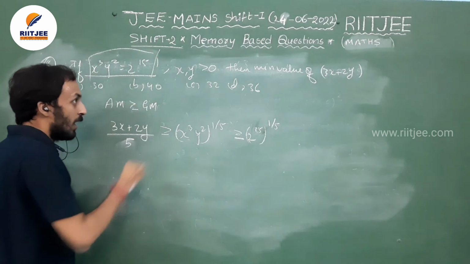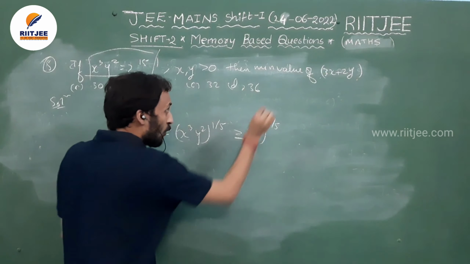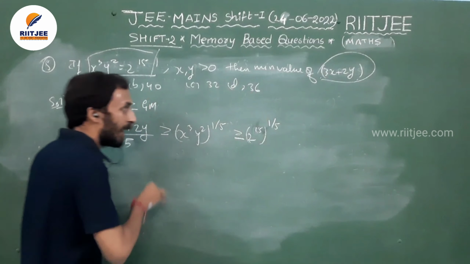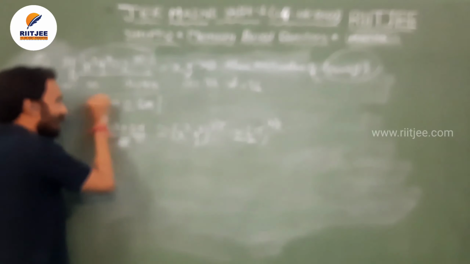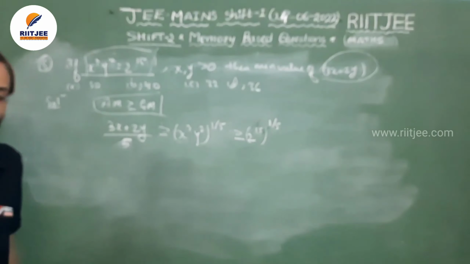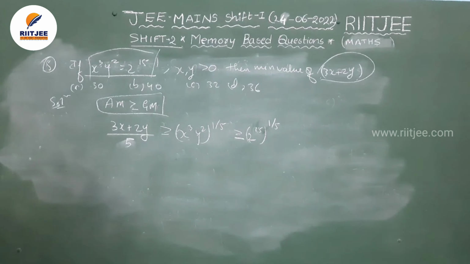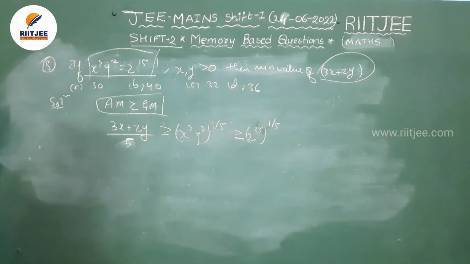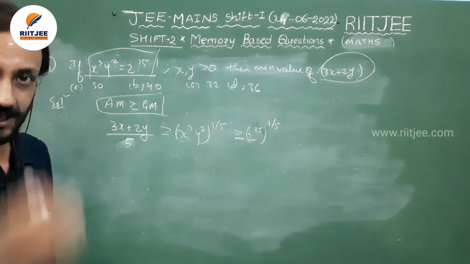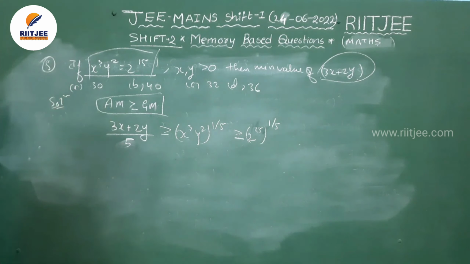This I am going to use because in 3x plus 2y, the coefficient of x is the power of x and the coefficient of y is the power of y. So understand that arithmetic mean is greater than or equal to geometric mean. The question itself tells you how to solve it. This question we have also done in the classroom program, not with these digits, but with a change in digits.